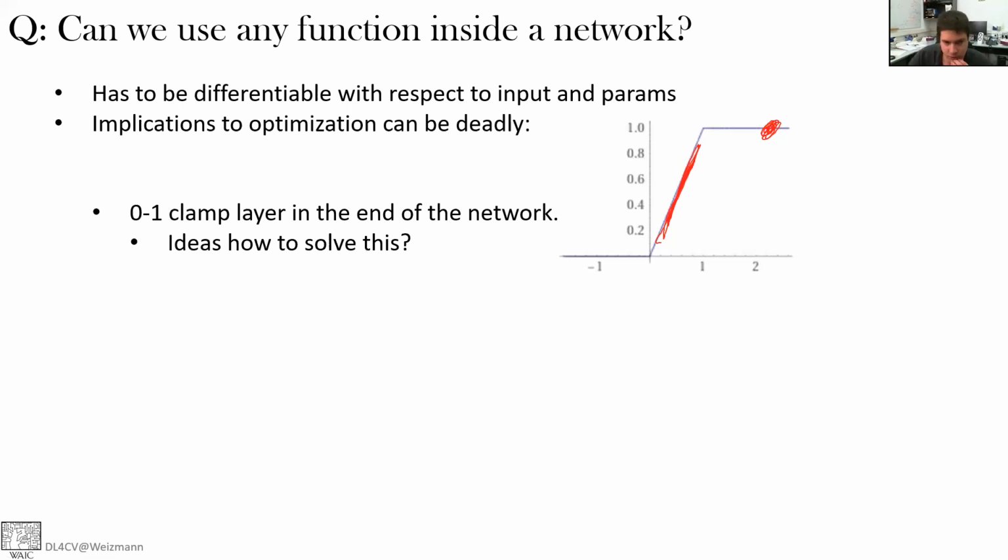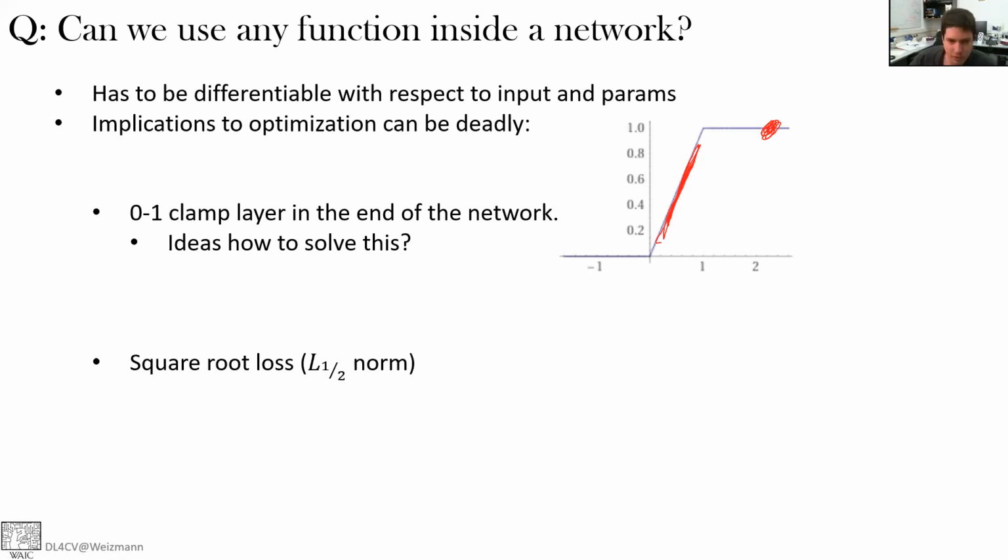You say you want values that are restricted between 0 and 1. Any ideas? You can shift a hyperbolic tangent upwards, and then you will get what we call a sigmoid, right? A sigmoid is exactly a shifted hyperbolic tangent. So yes, we can use a sigmoid there. I want to give you another example.